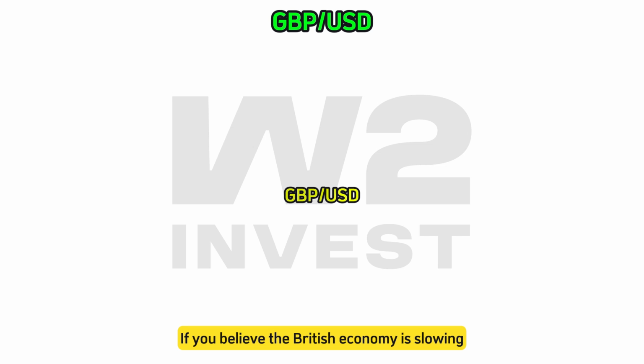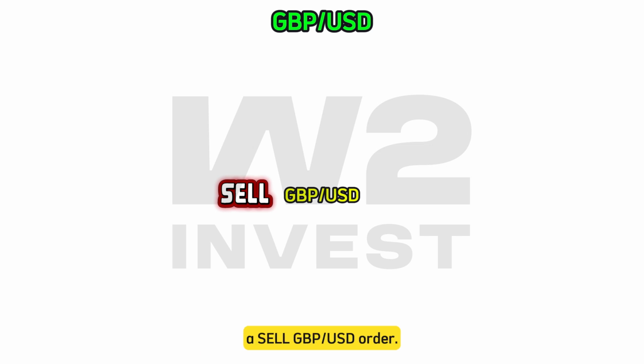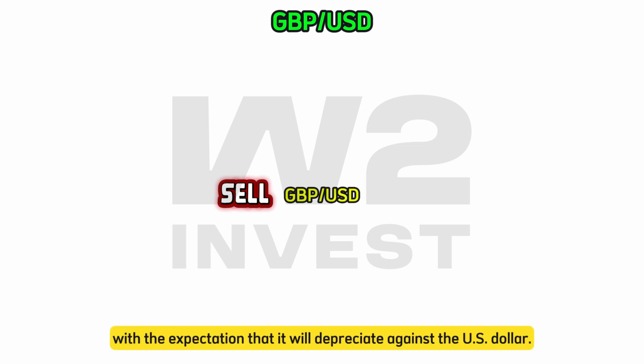If you believe the British economy is slowing while the American economy remains strong like Chuck Norris, you would execute a sell pound sterling to US dollar order. By doing so, you have sold pounds with the expectation that it will depreciate against the US dollar.